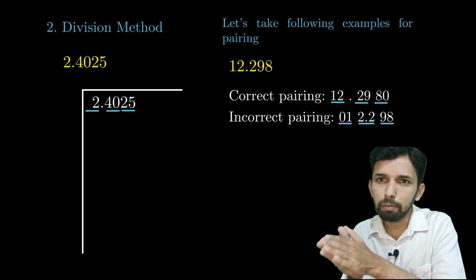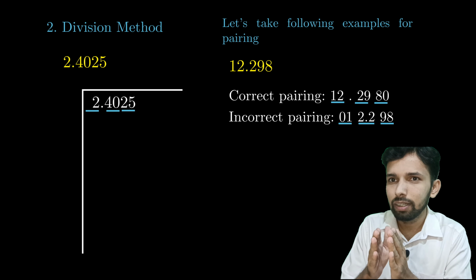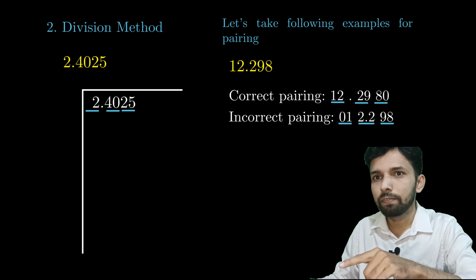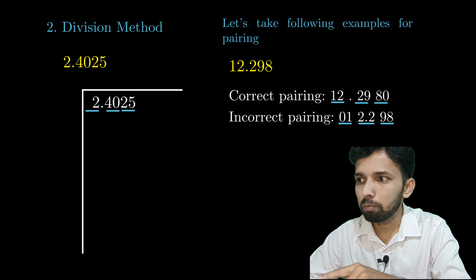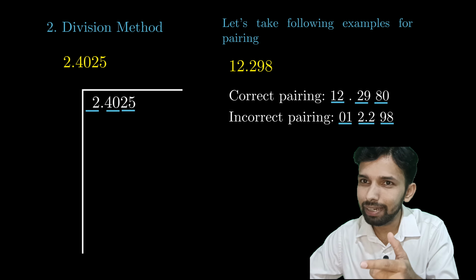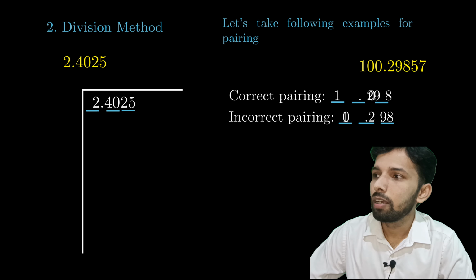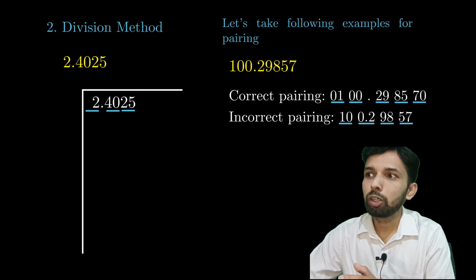And then for the decimal part of the number, you start with the largest decimal place value and move to the smallest. If there are not enough digits to pair them, you add a 0 whenever needed. Okay. We'll take one more example.